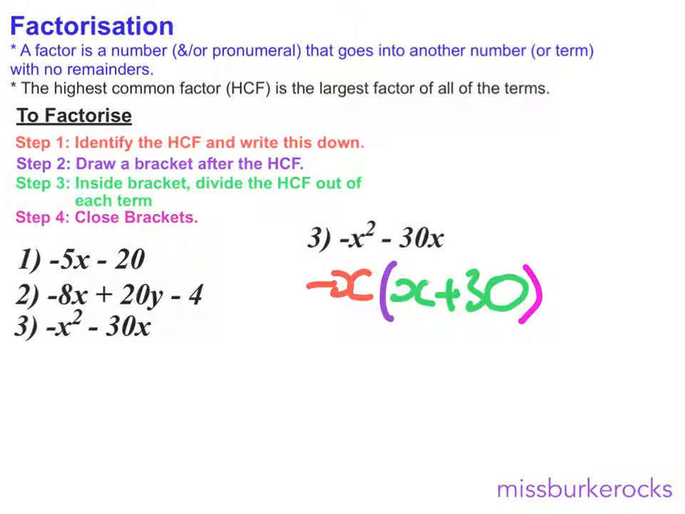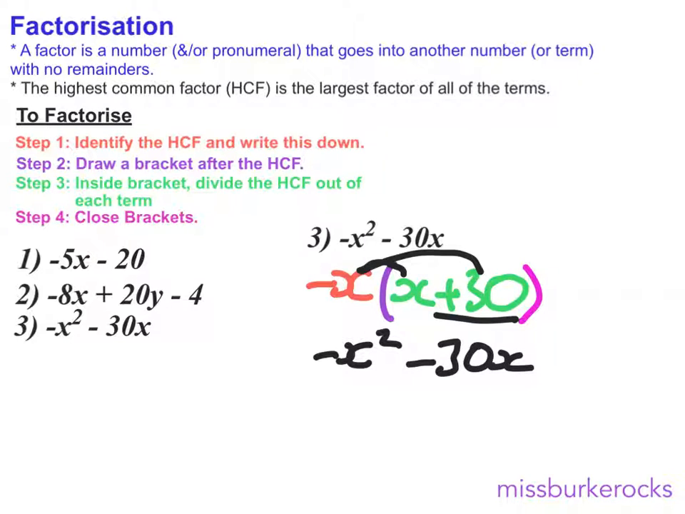And again, I'm going to show you this one in double checking. Okay, so negative x times x is negative x squared. Negative x times positive 30 is negative 30x. So we can see that if we actually double check them, we can see quite quickly if we have factorised correctly. Okay, so that's making sure that if you've got more negatives in there, or all negatives, you have a negative factor. So you need to make sure that you show that.